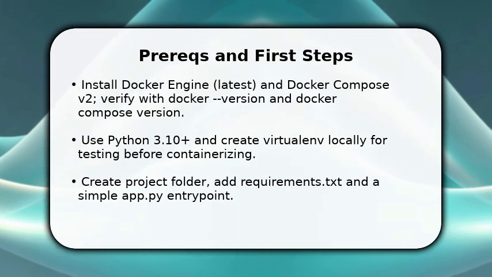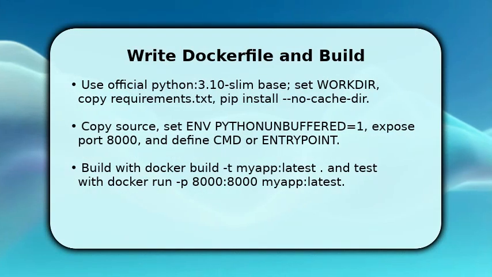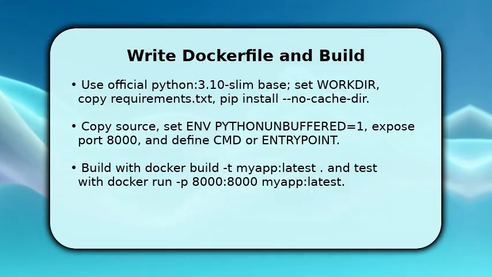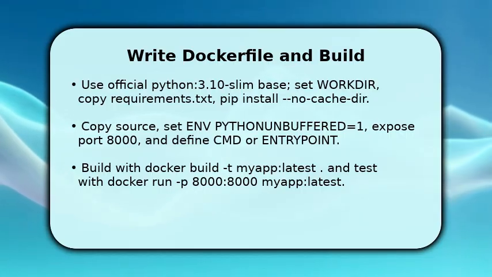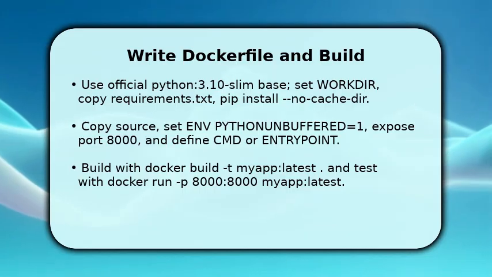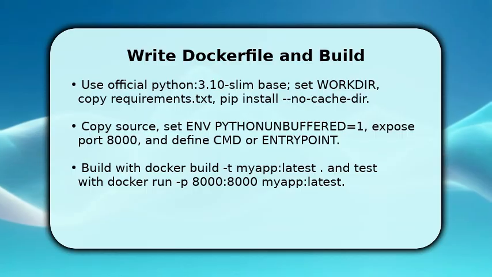You now create a Dockerfile that uses the official Python 3.10 slim base image. Start by setting WORKDIR, copying requirements.txt, and running pip install --no-cache-dir to keep images small. Once dependencies are installed, copy your source files, set PYTHONUNBUFFERED=1 for proper logs, and expose the port your app listens on. Define a concise CMD or entry point to launch the server.